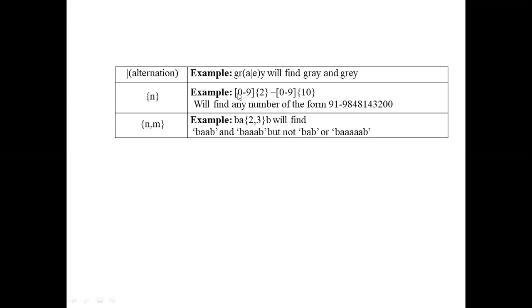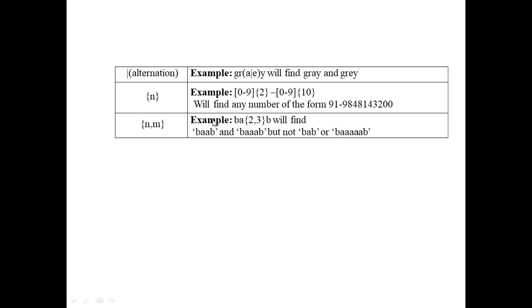So here [0-9] means we are taking only one digit out of 0 to 9, and that is repeated 2 times: 9, then 1. Then hyphen, and [0-9] gives 9, then 8, and so on, so that is repeated ten times.